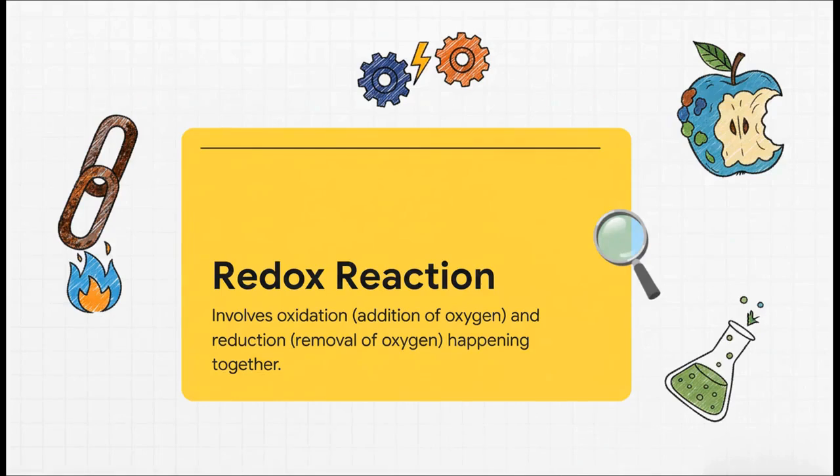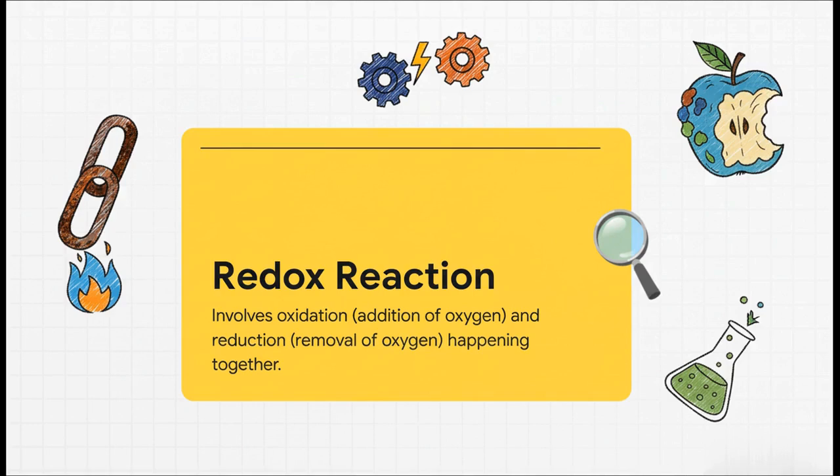And then you have redox. Now, this one sounds a little complicated, but the core idea is simple. One thing loses something, while another thing gains it. And a lot of the time, that something is oxygen. So the substance that gains the oxygen is oxidized. The one that loses the oxygen is reduced. The key is they always happen together.